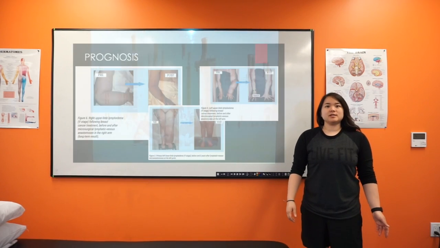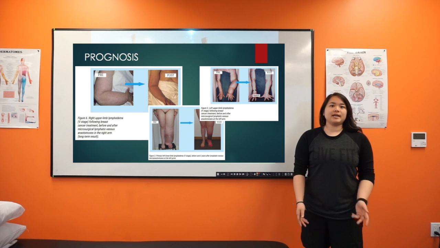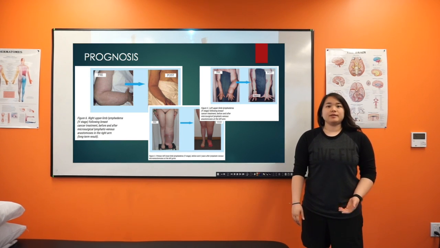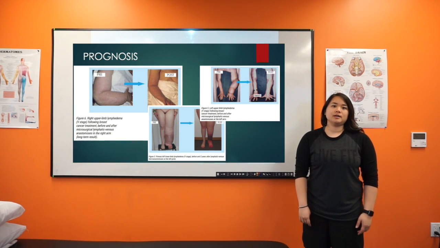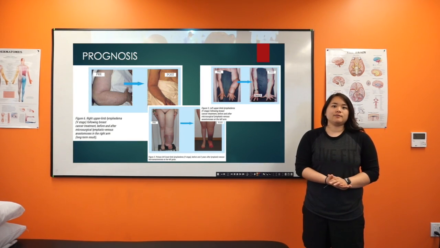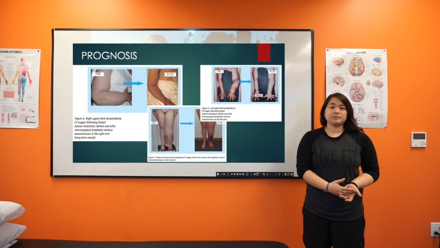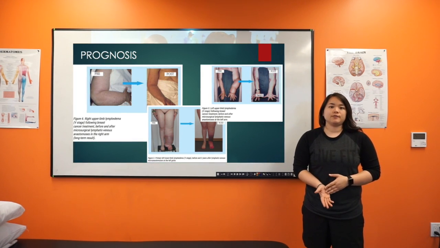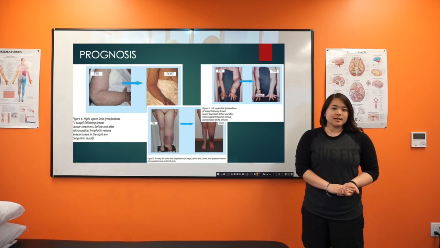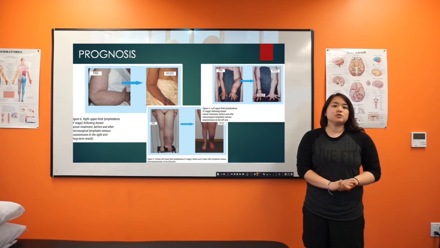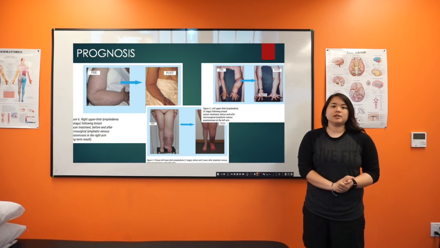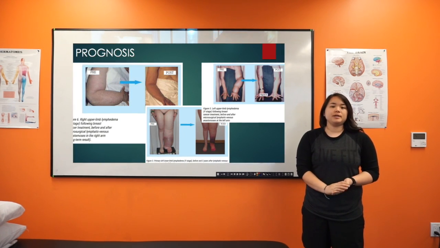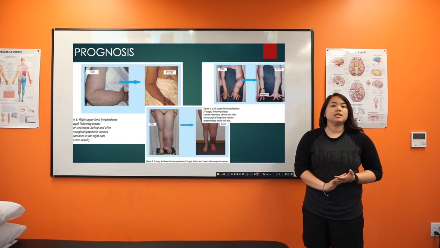So for the prognosis, in general, lymphedema can't be cured. However, with the proper care and treatment, the affected limb can definitely be managed to a more normal size. And furthermore, we can help them control their symptoms so that they don't progress any further. However, if it is left untreated, there will be an increase in swelling, tissue hardening, changes in tegumentary, and eventually there will be decreased function and mobility.